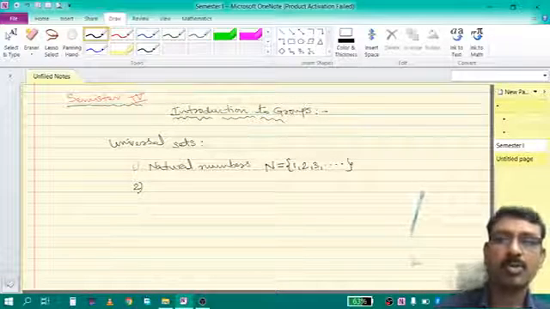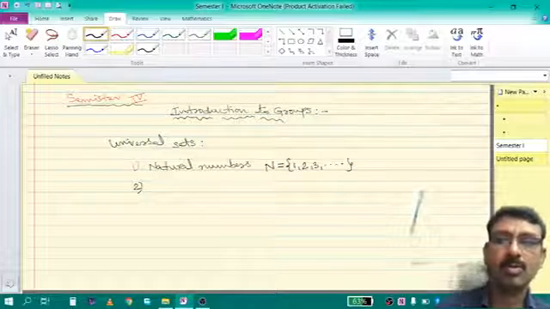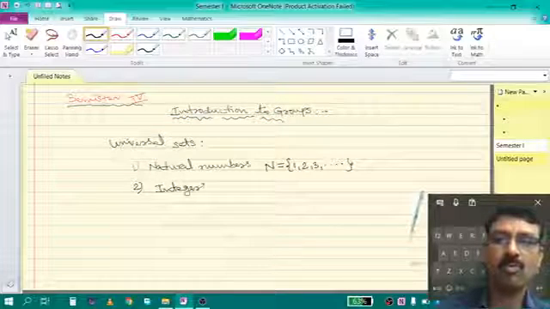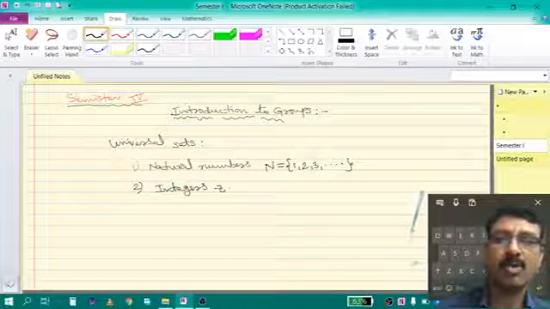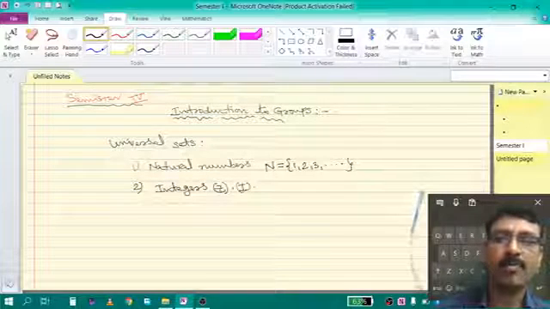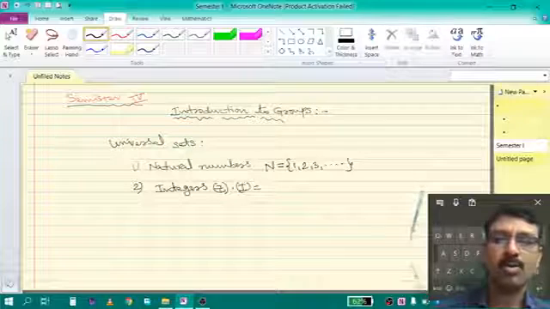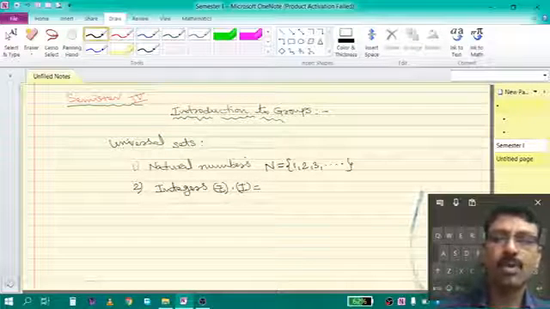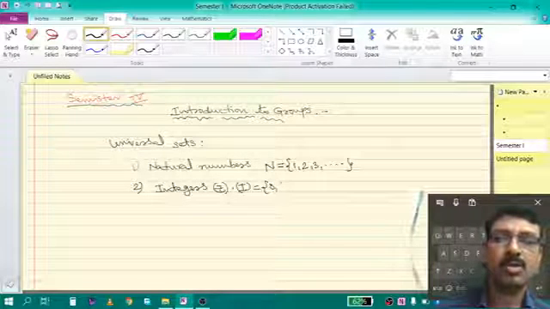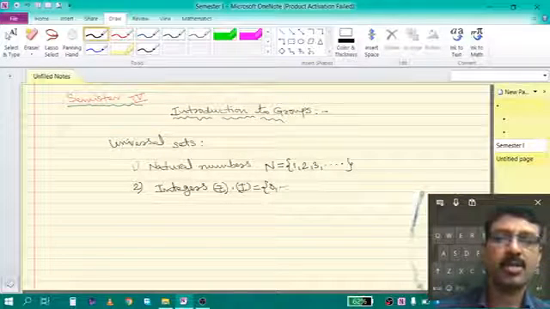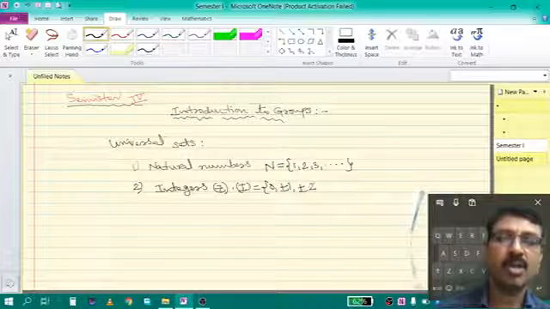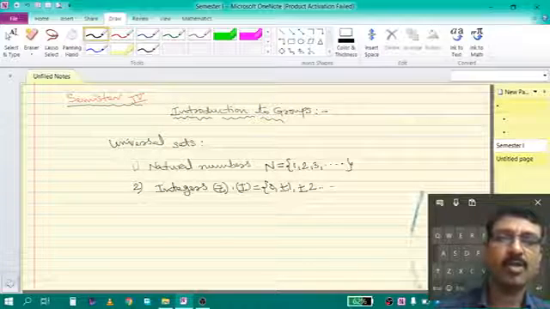Number 2, integers, denoted by Z or capital I. These integers, the set of integers, contain negative numbers and positive numbers like 0, plus or minus 1, plus or minus 2.